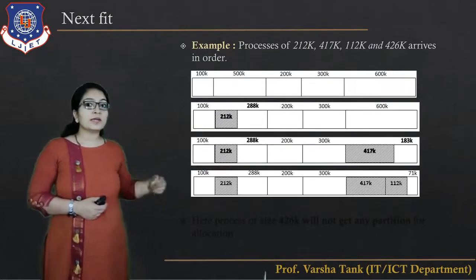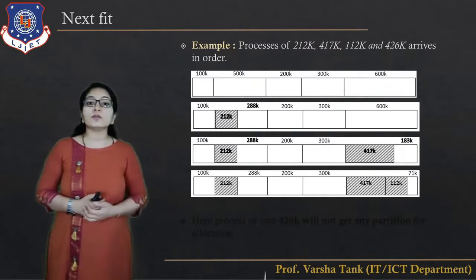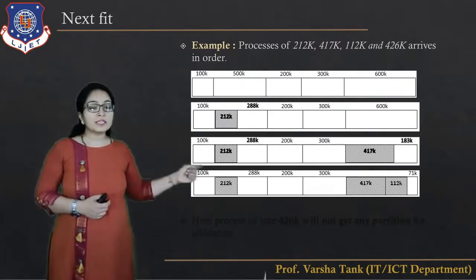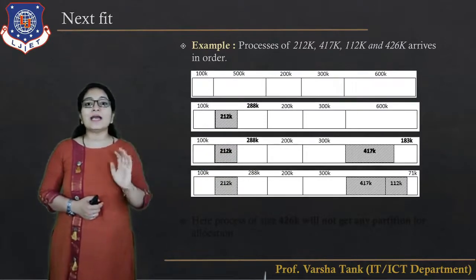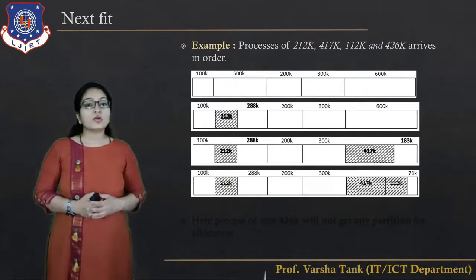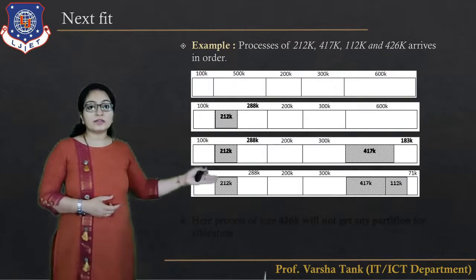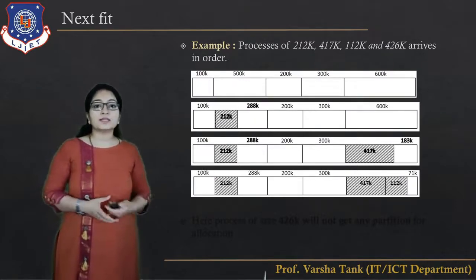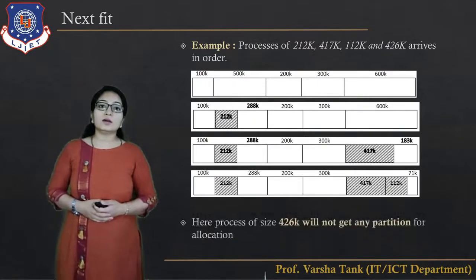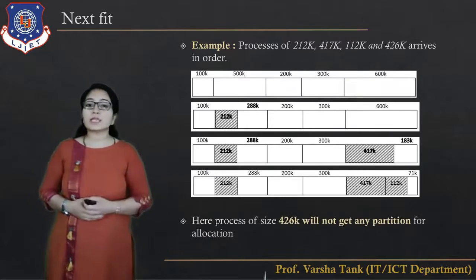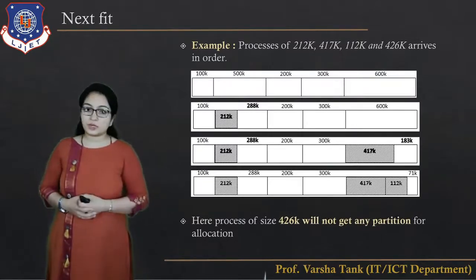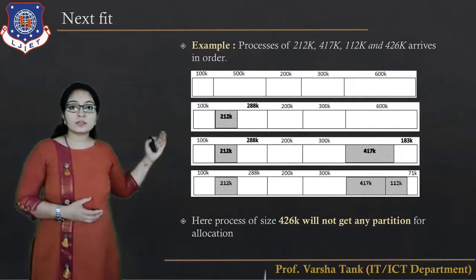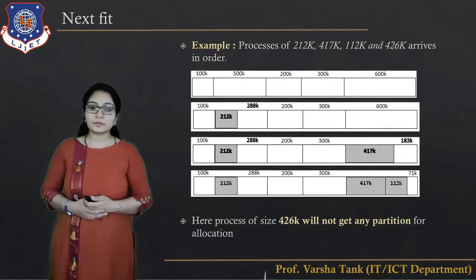In first fit, again it starts searching from the first point. In next fit, it will start searching from the last point where it ended. So here you can see the difference between first fit and next fit. And again the process 426K will not get a partition in this memory location. Got it? So what is the difference between first fit and next fit?